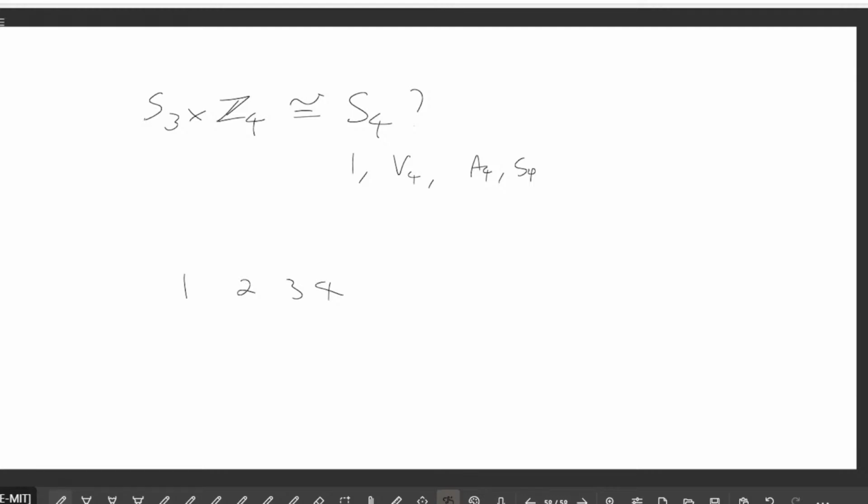Whereas in S3 cross Z4, you can take a 3-cycle (1 2 3) and an order 2 element in the second component. We use composition in the first component and addition in the second component. So this is one way. Another way which I easily see: you have G cross H. What are the guaranteed normal subgroups of G cross H?